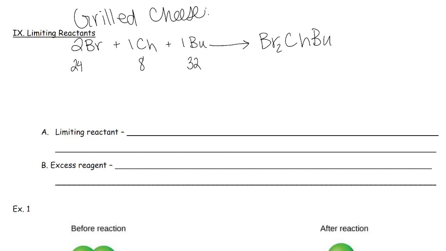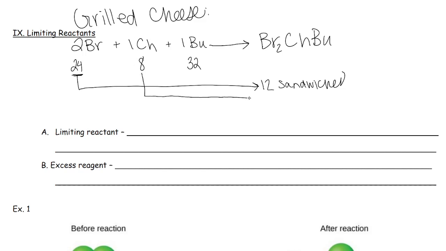So far, so good. You with me on all this? According to just the bread, if I have 24 slices of bread, and I need 2 slices of bread to make a grilled cheese, how many total grilled cheese sandwiches could I make from that? 12. So I can make 12 sandwiches. According to just my cheese, if I have 8 slices of cheese and I need 1 slice per sandwich, how many sandwiches can I make? 8.